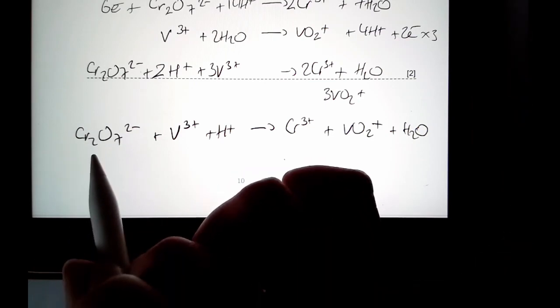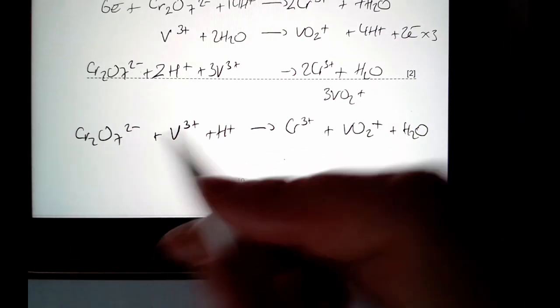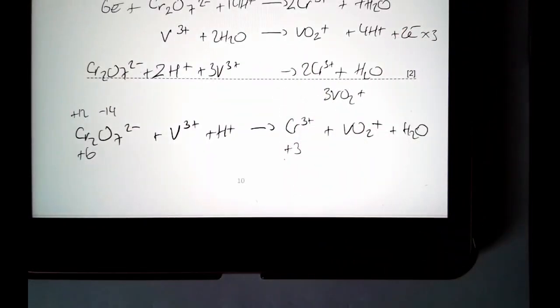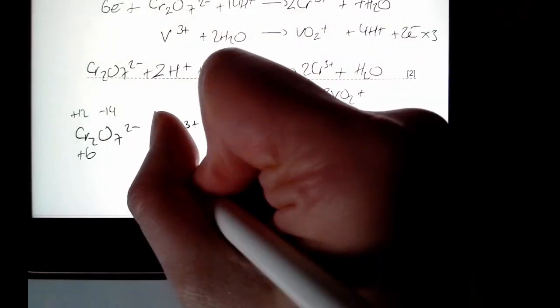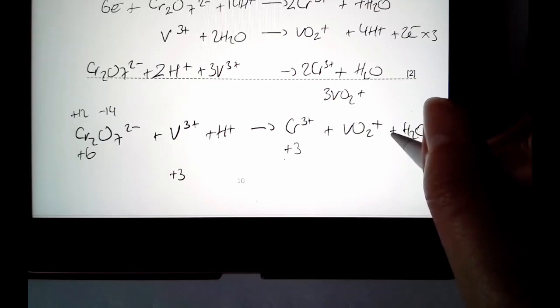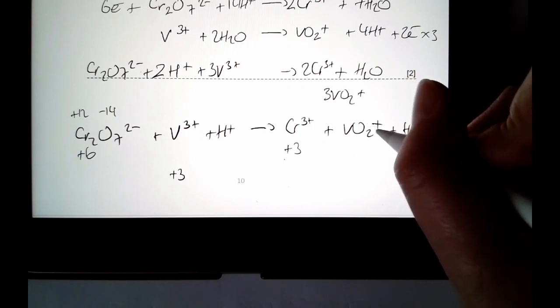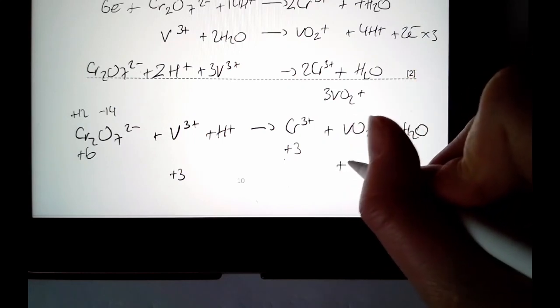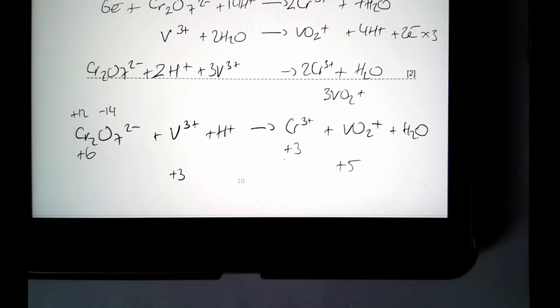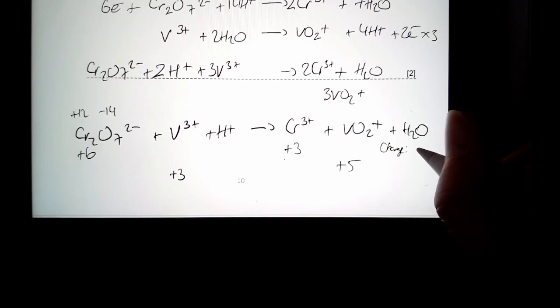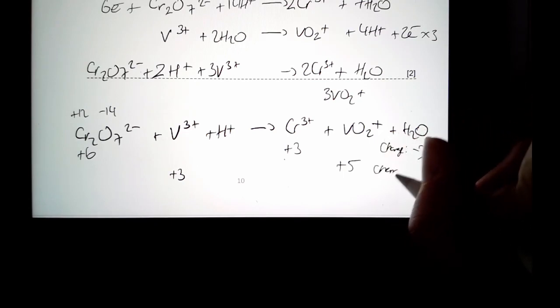And the thing that's changing oxidation numbers is chromium. So I've got 2 chromiums there, and I've got minus 14, so I must have plus 12. So each chromium is plus 6, and it's going to plus 3 over here. And then the other thing that's changing is vanadium, which is going from plus 3. And I've got minus 2 times 2 is minus 4, and this must be plus 5. 5 minus 4 is, yeah, plus 1. So my change here is minus 3, and my change here is plus 2.